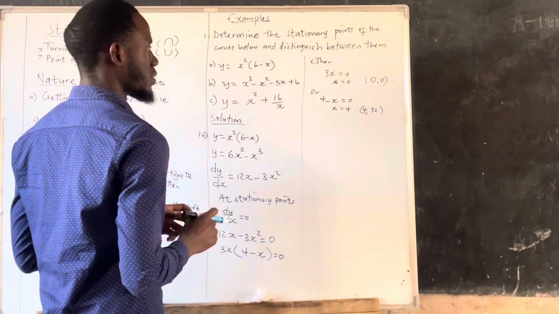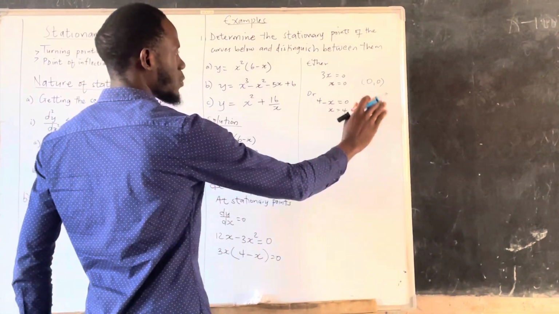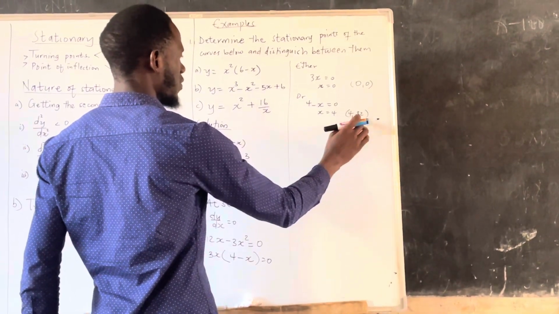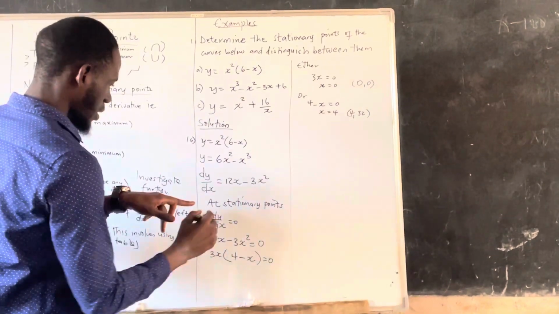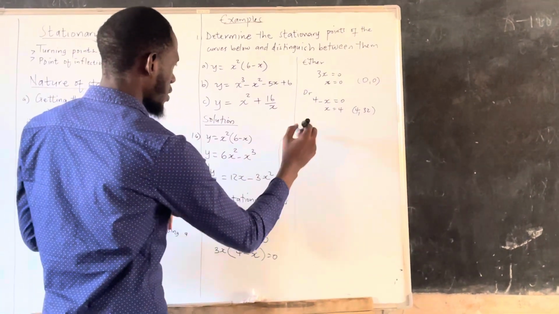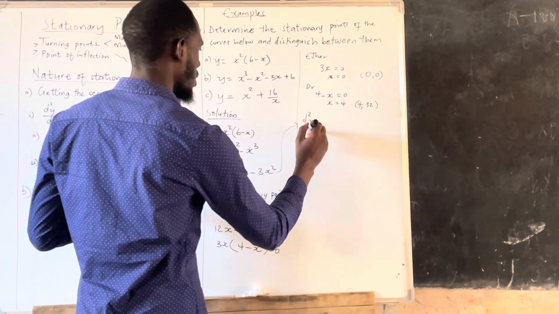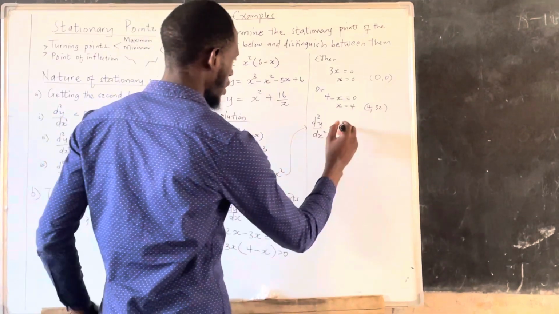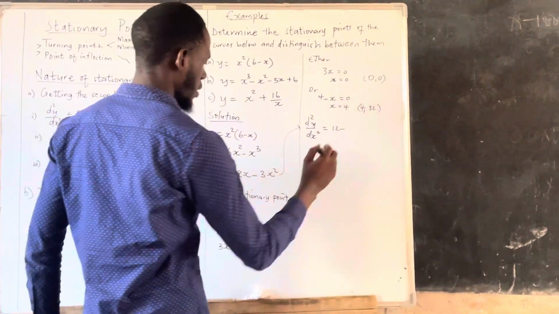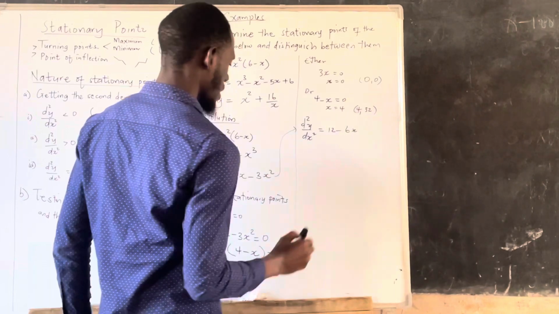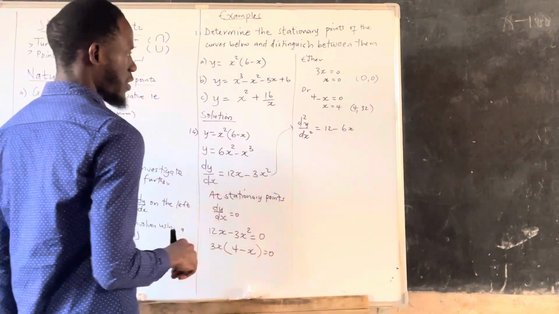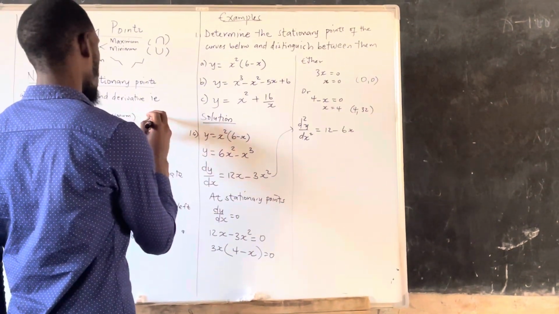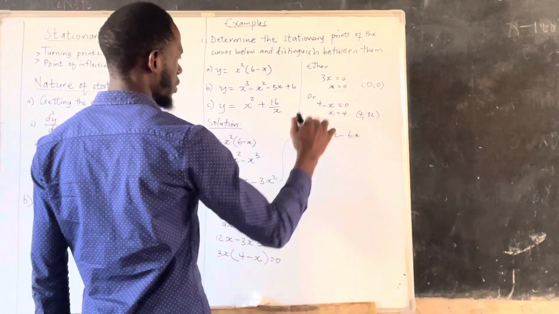So our aim is to see, these are the turning points, true. But what are they? Is this a maximum, minimum, or point of inflection? So we go ahead and get the second derivative of this function. Getting the second derivative, we differentiate the second time, and I'm going to come up with 12 minus 6x. Then I'm going to substitute in the value of x and see what I come up with.